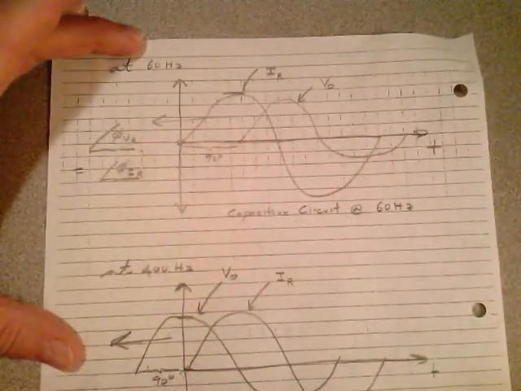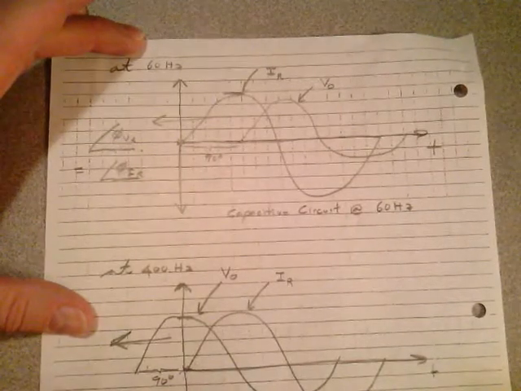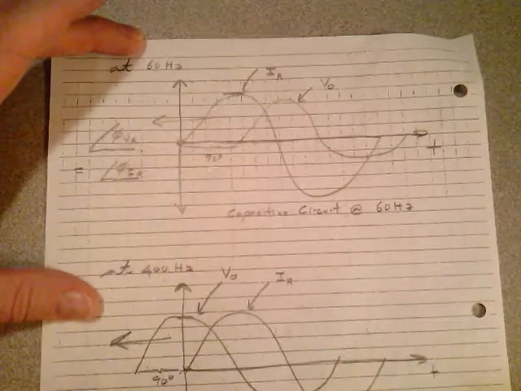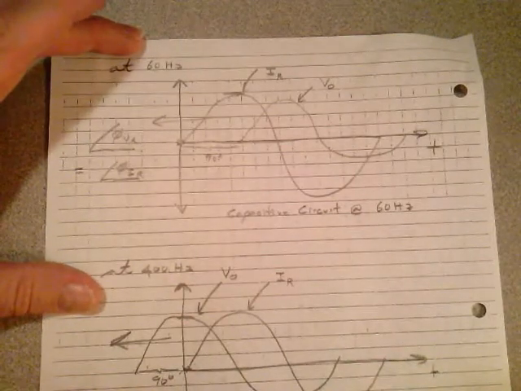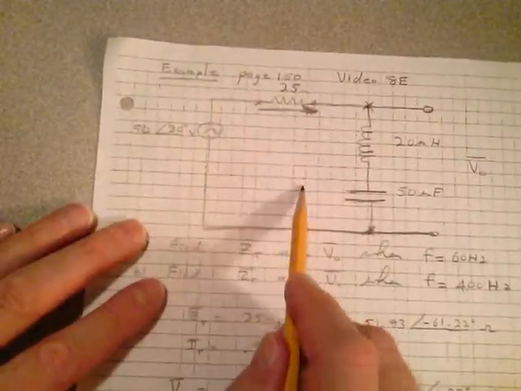That shows you that the phase relationship will change as the frequency changes, because the values of X sub C and X sub L change with frequency. It's a very nice way of looking at this example.